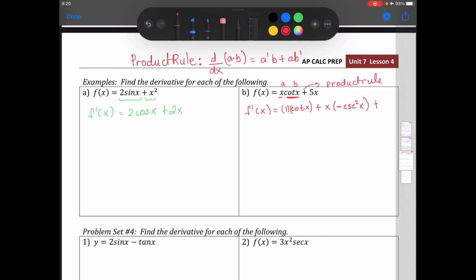Plus, what's the derivative of 5x? Just 5. You can simplify this further. This would be what? Cotangent x minus x times cosecant square x plus 5. And that's your derivative. So I want you to finish the remaining problem set. Good luck.